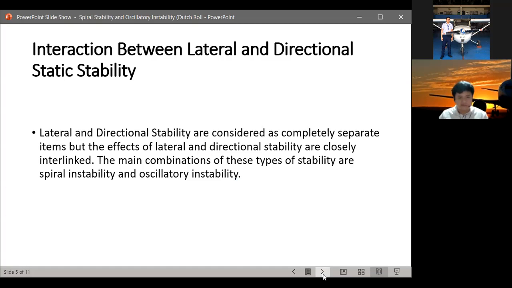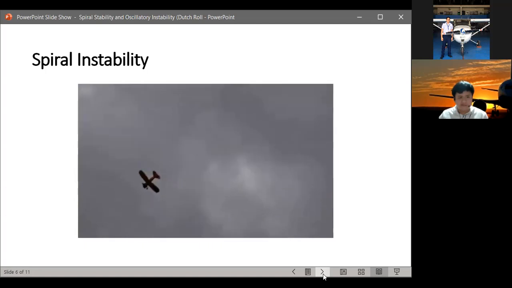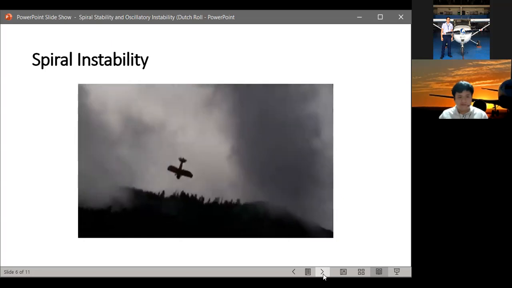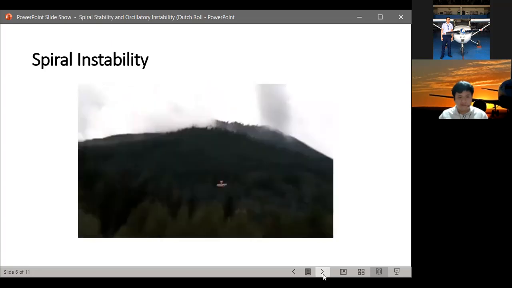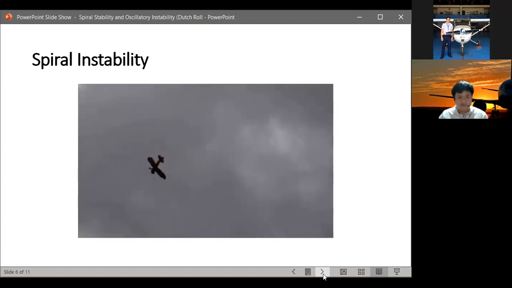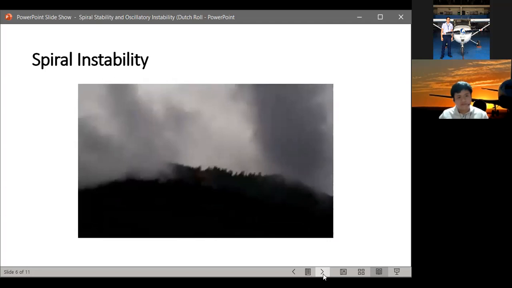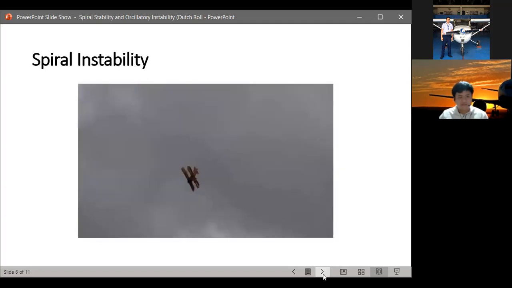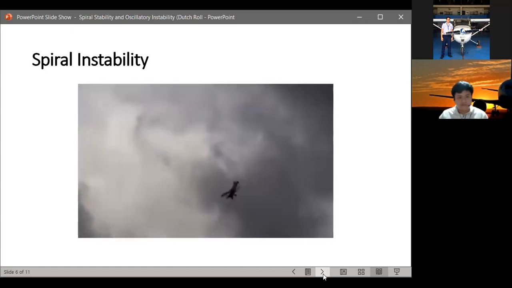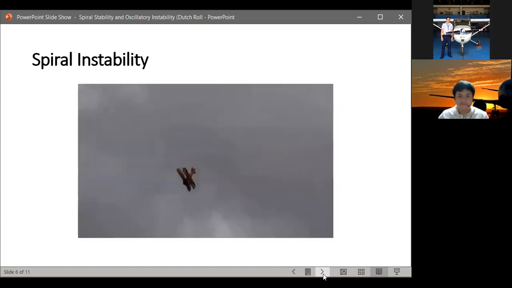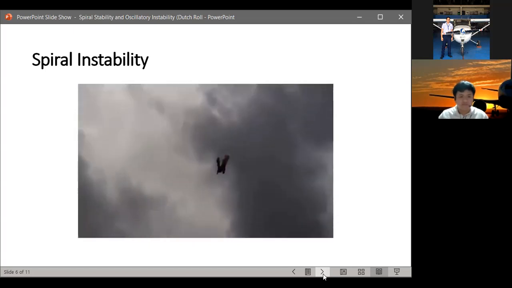So now let's discuss spiral instability. As you can see in the picture, the aircraft is spirally unstable. So as previously established, the lateral stability of an aircraft depends on the forces that tend to return it to a wing level condition following a wing drop. If an aircraft has a large fin, as the wing drops, a side slip component acts on the keel surface, tending to yaw the aircraft in the direction of the lower wing.